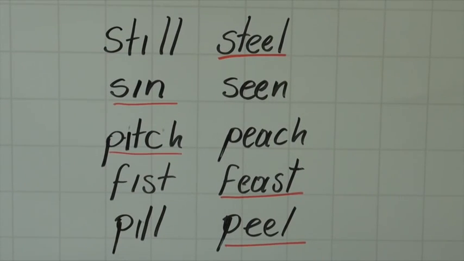Now, here are the answers. The words that I said are underlined. So you can see how this could create a problem. If we take the word ship and sheep, those words have completely different meanings, right? One is a furry, large animal, and the other one is a big boat.